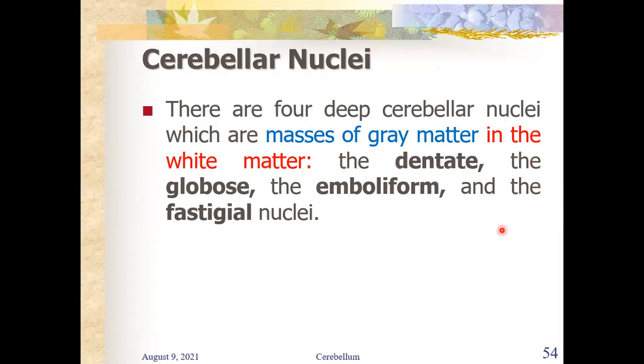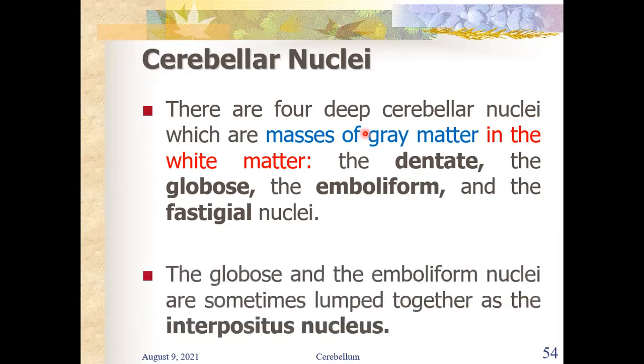So for the cerebellar nuclei, we have the deep cerebellar nuclei, which are masses of gray matter in the white matter. Remember, the inner part of the cerebellum is the white matter. So it contains some masses of gray matter which make up the cerebellar nuclei. So we have the dentate, the globose, the emboliform, and the fastigial nuclei. The globose and the emboliform nuclei, when they are lumped together, are known as the interpositus nucleus.